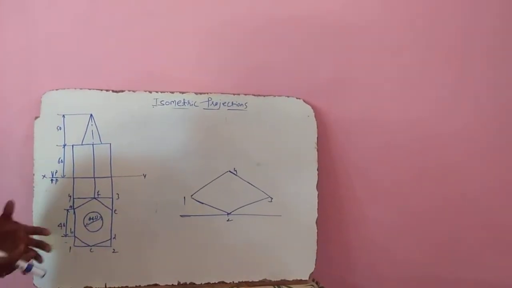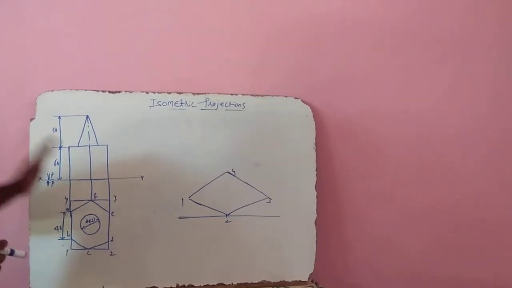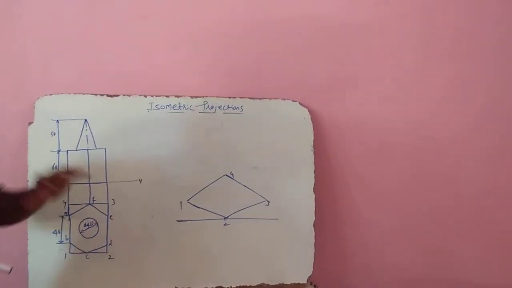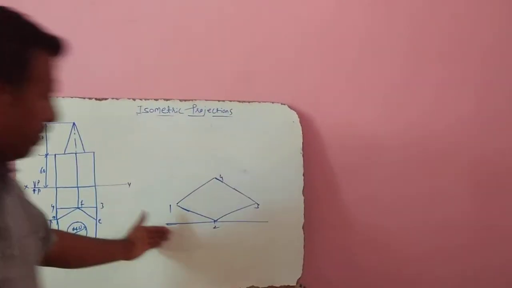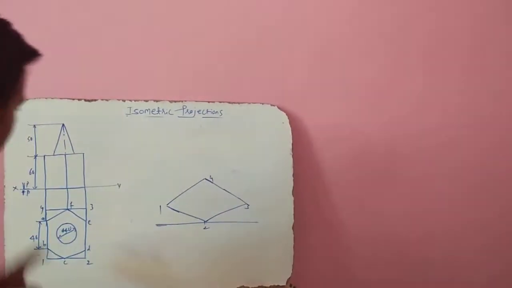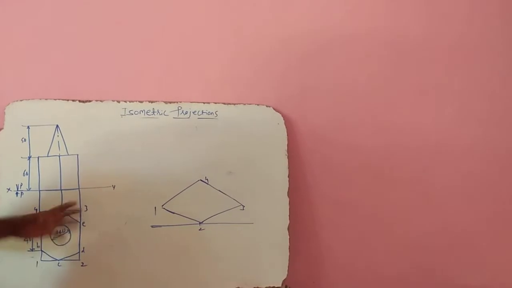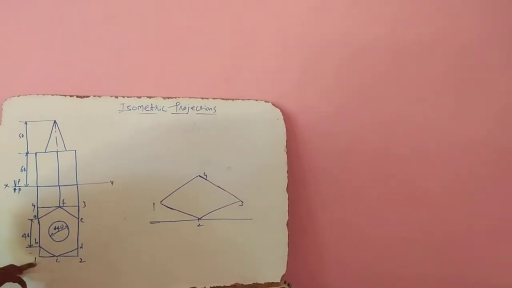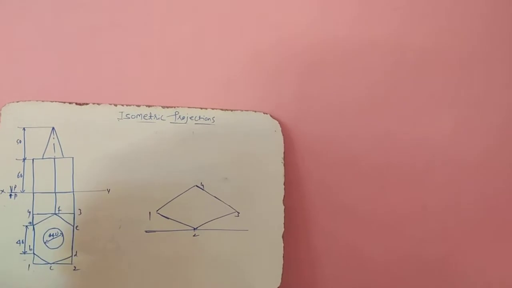That cone is coaxial with the hexagonal prism, and we need to construct the isometric projection of these two given solids. As usual, first you need to draw the horizontal line and mark a reference point. Before that, we need to put this hexagon within the box. I have already done that step, and for that box I have given the annotation ABCD, and for all the corners as well.